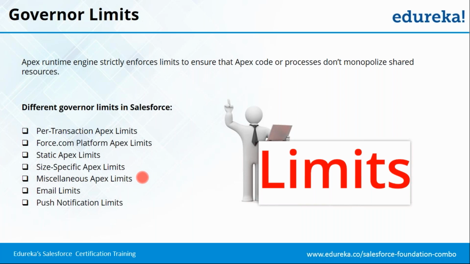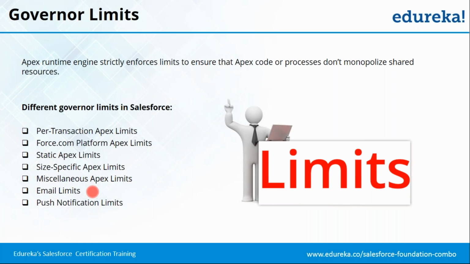And then when it comes to miscellaneous Apex limits, we have a condition that the default timeout for callouts, which can be either HTTP requests or web service calls, can be a maximum of 10 seconds. So if a transaction is taking more than 10 seconds, then that transaction will just fail. So that is another governor limit that we have.